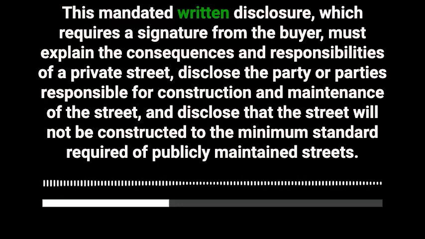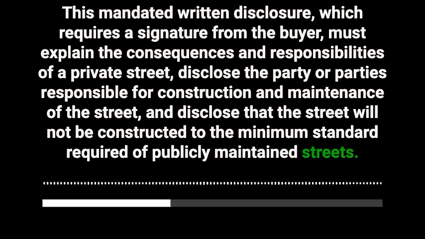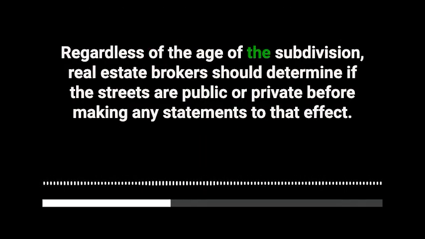This mandated written disclosure, which requires a signature from the buyer, must explain the consequences and responsibilities of a private street, disclose the party or parties responsible for construction and maintenance of the street, and disclose that the street will not be constructed to the minimum standard required of publicly maintained streets. Regardless of the age of the subdivision, real estate brokers should determine if the streets are public or private before making any statements to that effect.